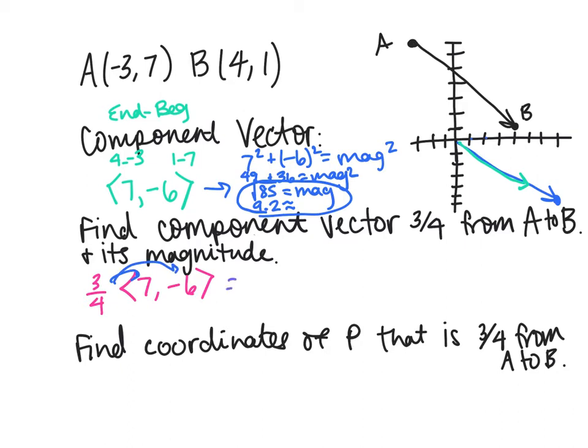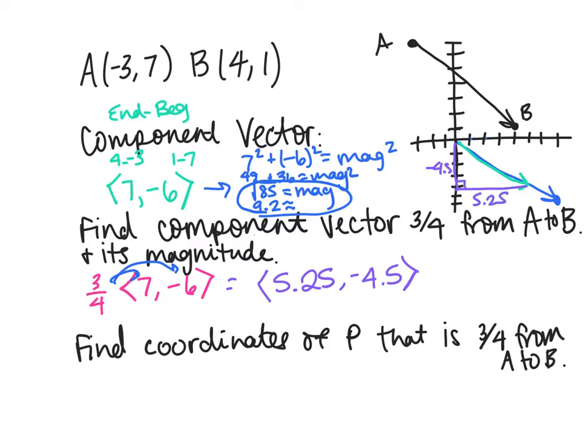So the vector that is 3/4 that distance would be 7 times 3/4 is 5.25. And -6 times 3/4 is -4.5. So there is our component vector, 3/4 of the way there. Again, we just drew it, that means we went down. That's a -4.5. Last distance is a 5.25.